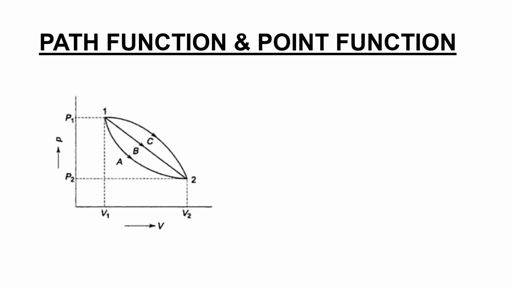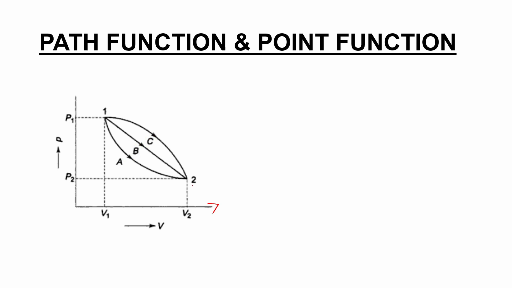So I have shown here a system initially at state 1. This is the PV diagram. On the y-axis you have pressure and on the x-axis you have the volume. So see, initially it is state 1 and then state 2. Now it moves from 1 to 2 through path A, path B and path C. So the system state changes from 1 to 2 through paths A, B and C.